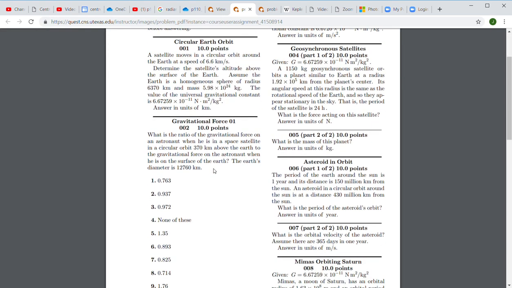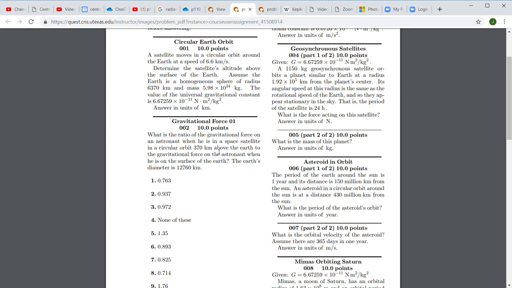Problem 2, the ratio of the gravitational force on an astronaut when he is in a space satellite of a given orbit, and this is the altitude above the Earth. So if we want the radius, of course, we've got to add on the radius of the Earth to get the radius of the circle that it's in. To the gravitational force on the astronaut when he is at the surface of the Earth.